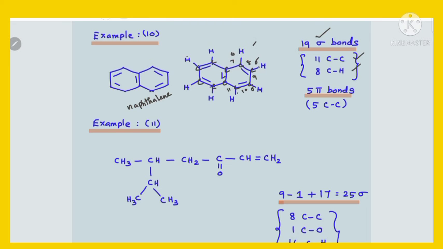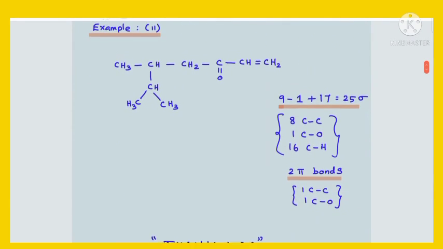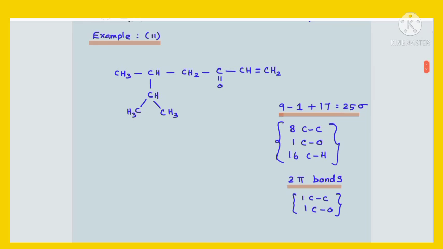So there are 5 double bonds. You know very well, in a double bond, one is sigma and the other one is a pi bond. There are 5 double bonds totally, so there are 5 pi bonds present in naphthalene. All the pi bonds are between carbon and carbon atoms. So this is the 10th example. One more example for sigma and pi bond calculation. I have written a molecule, a little bit complicated molecule.